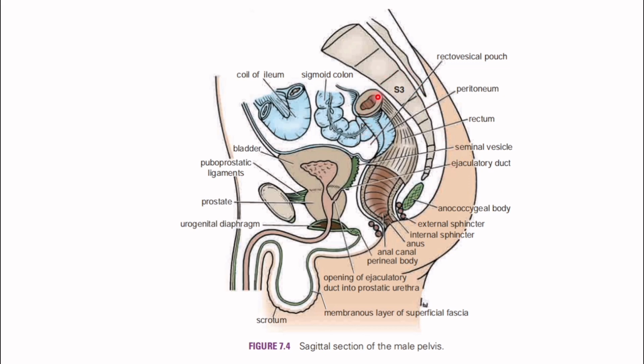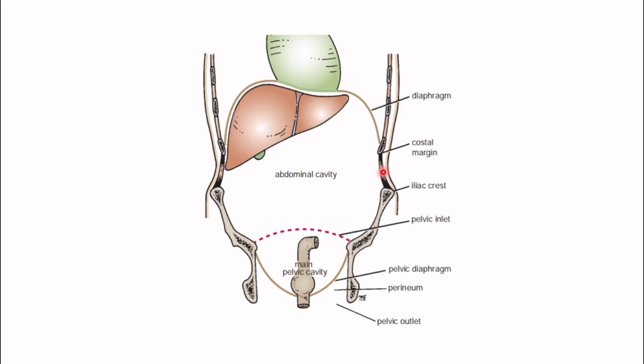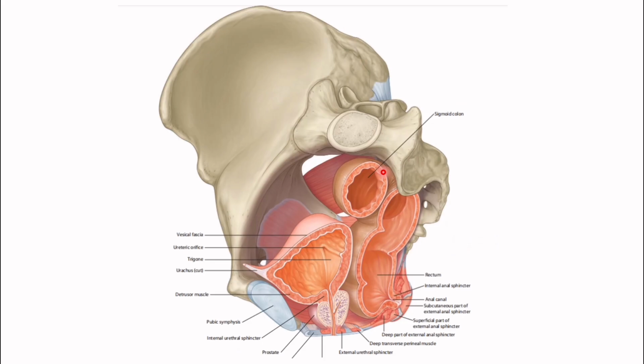So the shape of the rectum follows the shape of the sacrum. It curves with the curving sacrum. You can see it has a curvature at this side, and also a curvature at this side. Let me show you another diagram. It has two curvatures, a posterior curvature and an anterior curvature.